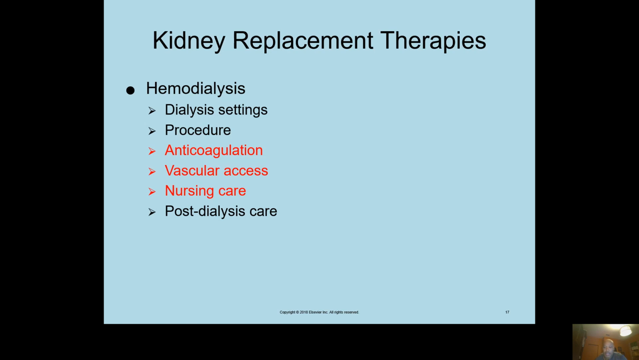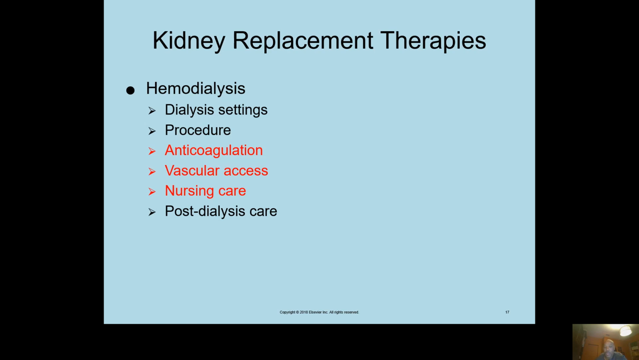There's another complication that is called steal syndrome. And what does this mean? When ischemia occurs from the fistula decreasing arterial blood flow to areas below the fistula, then the signs and symptoms of these patients will vary. They can go from cold or numb fingers to gangrene.